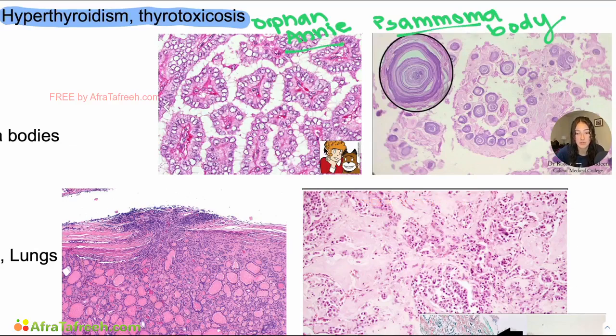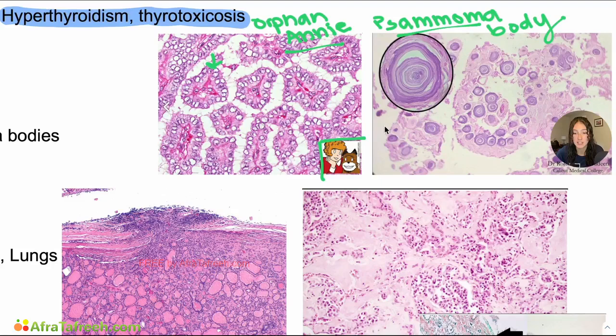So if you look over here at this first picture, we have an illustration down here of the orphan Annie cartoon, and you can see that the orphan Annie cartoon kind of has these eerie, almost demonic white eyes for all of the characters. And similarly, these cells here have hollowed out centers with these white areas that kind of look like the eyes of the dog or of Annie in this orphan Annie cartoon. So that's why they're called orphan Annie nuclei, and these are very characteristic of papillary carcinoma.